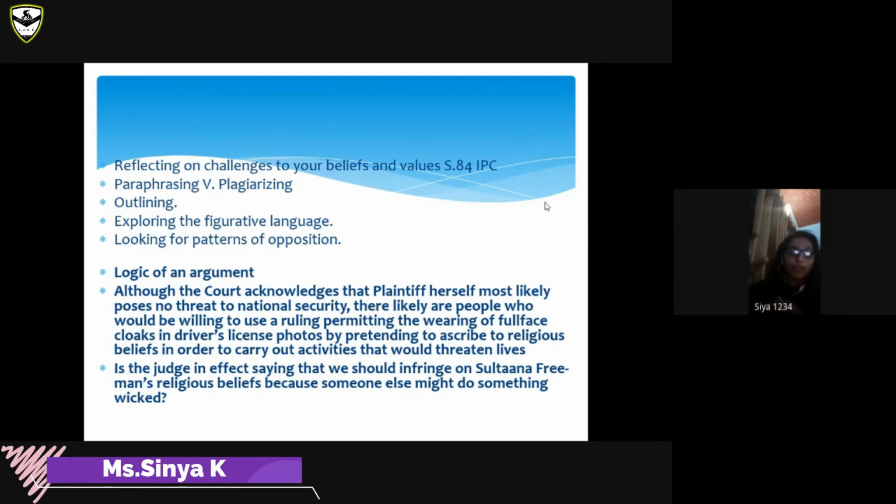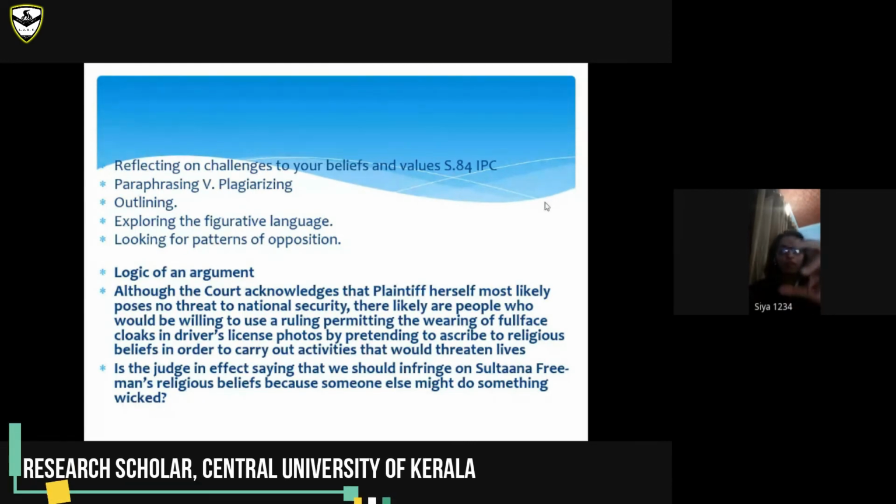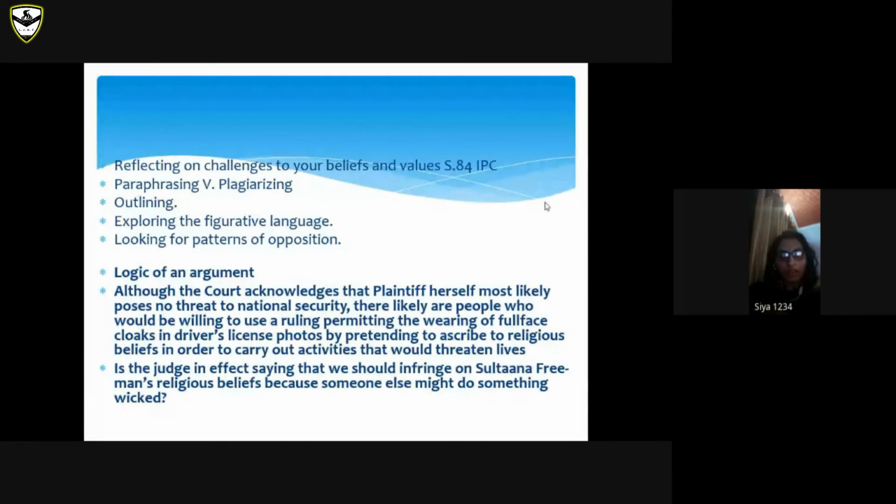Even if there is a photo in their ID card, how can you support that woman? If she is approaching you people, then how can you help her?